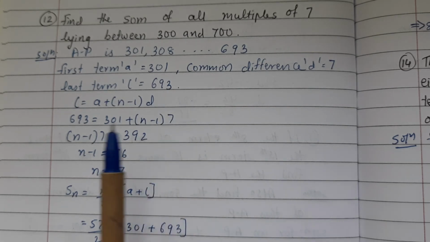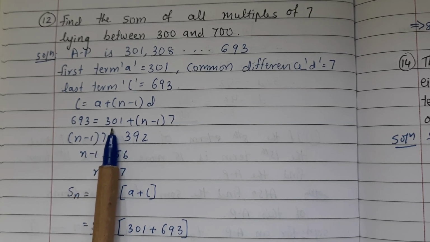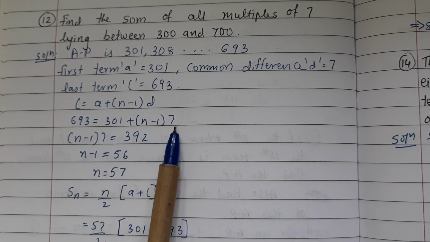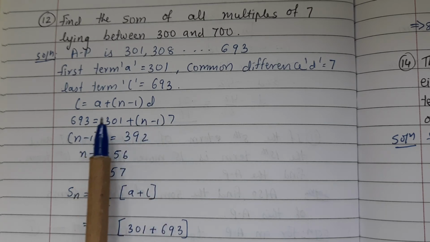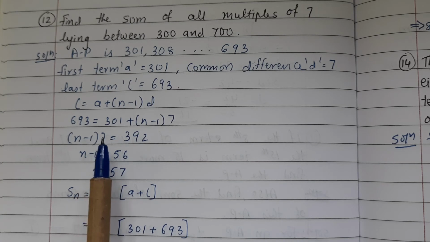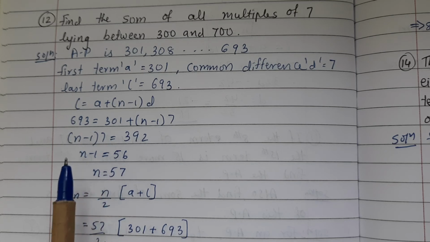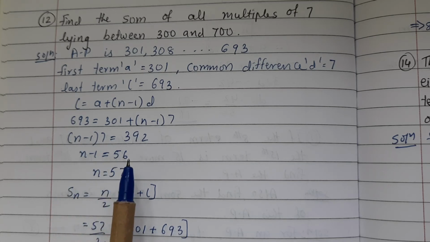Write the formula. L equals A plus n minus 1 into D. L is 693, equal to A, which is 301, plus n minus 1 into 7. 693 minus 301 is 392. n minus 1 into 7 equals 392. Divide by 7 on both sides. n minus 1 equals 56. n equals 57. The number of terms divisible by 7 is 57.